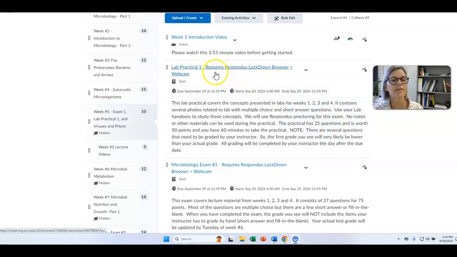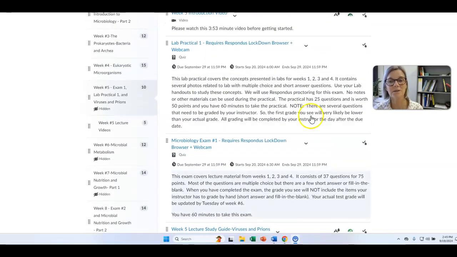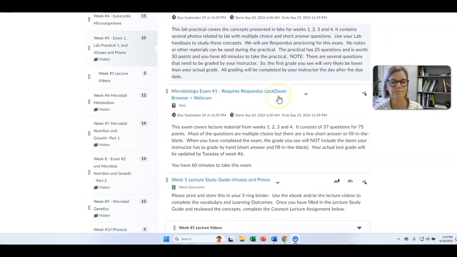The lab practical has 25 questions. It's worth 50 points. You have 60 minutes to take it. That should be plenty of time. And remember that there are questions that I grade, so the grade you see at first is going to be low compared to the grade you actually get after I grade it. I typically grade them after the due date.